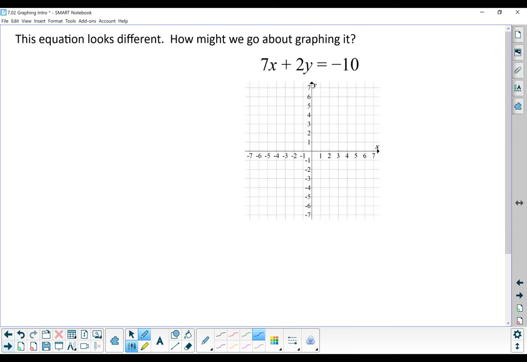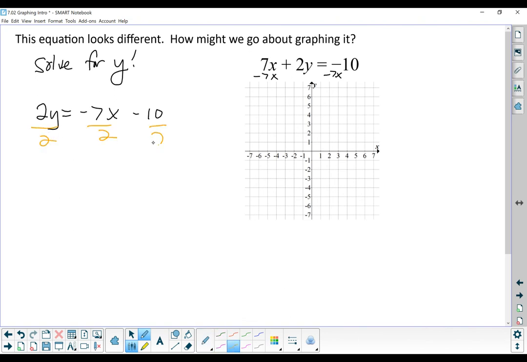So this equation looks different, but it is still a line. How might we go about graphing it? Well, you could use a table of values, or you could solve for y. Get that y by itself and put it in that form that we recognize. So we might start by subtracting the 7x. So 2y is equal to negative 7x minus 10, and then divide by 2. I'm going to divide both of these terms by 2 individually so that we can see the slope and the y-intercept. So the y-intercept is negative 5, and the slope is down 7 over 2.